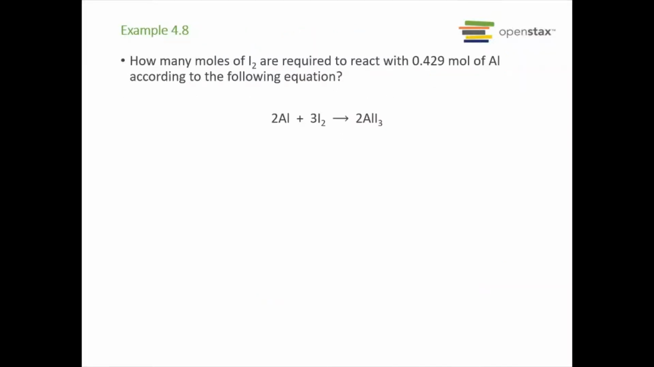So here's another example. How many moles of iodine are required to react with 0.429 moles of aluminum, according to this equation? Okay, so we are given 2 aluminum plus 3 iodine gives us 2 aluminum iodide. One thing I want to give you a warning for your exam. Exam warning, since that's coming up, you may be given something like this.